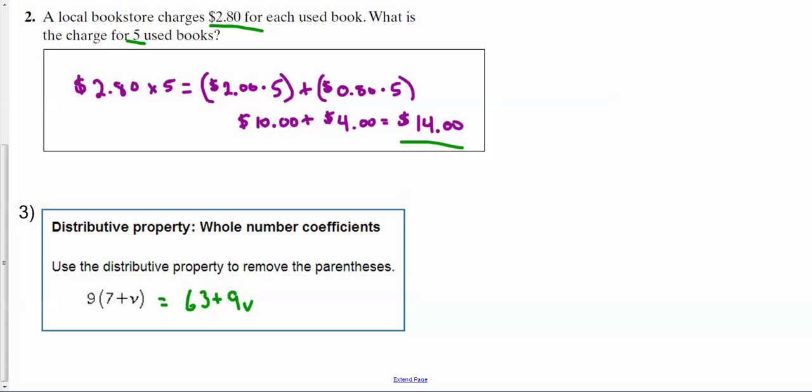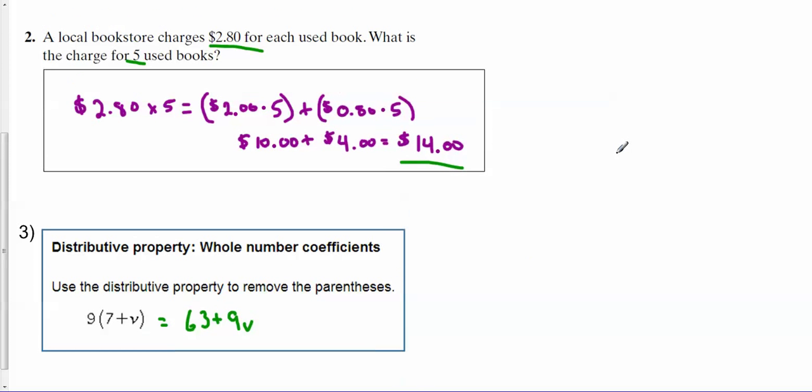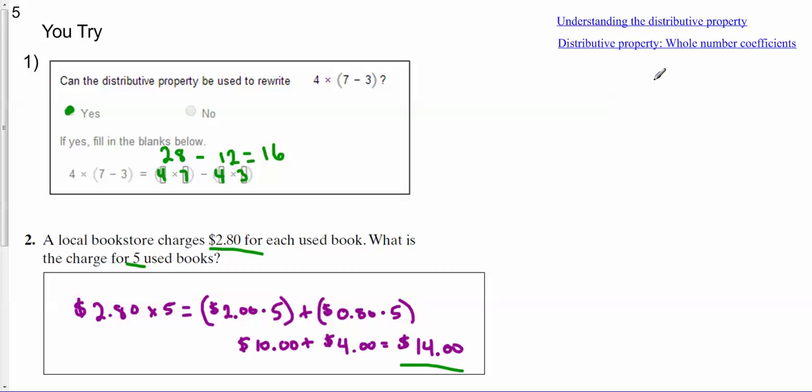And then this is the same problem, only the 9 and the 7 are flipped around. So the 9's outside and the 7's inside. Okay, so 9 times 7 is 63, and then 9 times v is 9v. And then I've got my addition sign in the middle. So hopefully you got all those correct, and good luck tomorrow in class. And that was using the distributive property and the distributive property with whole number coefficients.